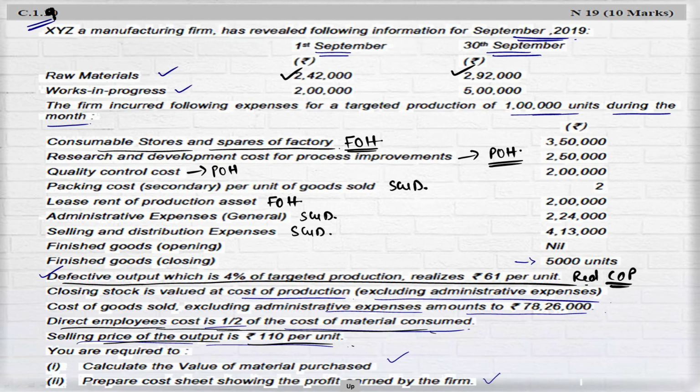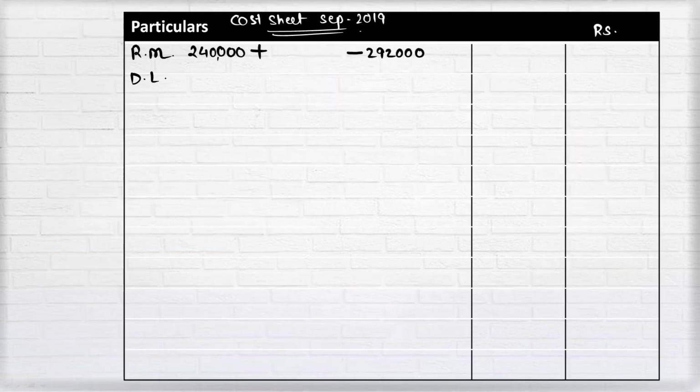Purchase figure is not given and they have asked to find out value of material purchased. Anything added in prime cost? Yes. Direct employee cost is half of cost of material consumed. So direct labor will be half of material consumed. So whatever is the outer column of material consumed, half of which will be direct labor, and I will be getting answer of prime cost.